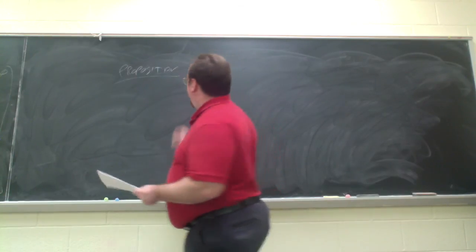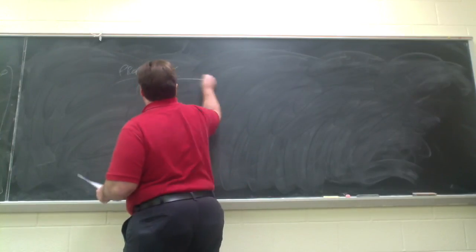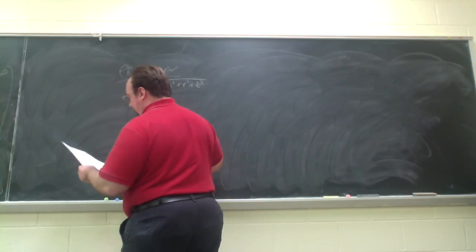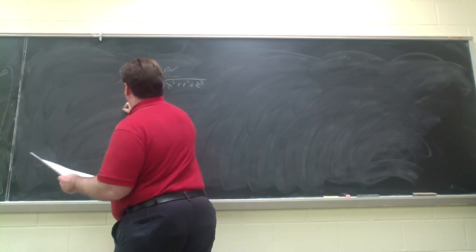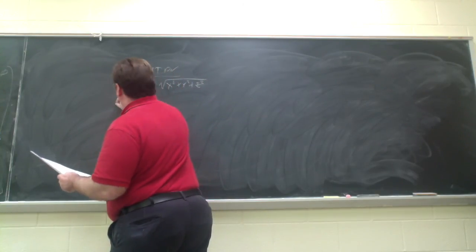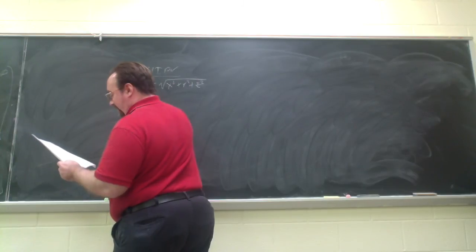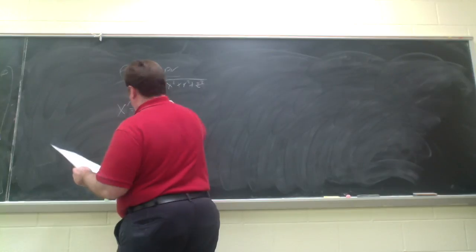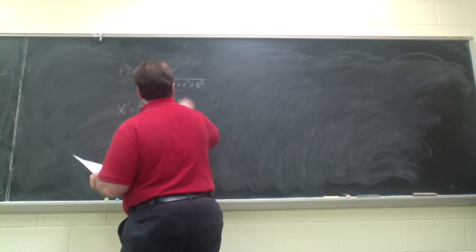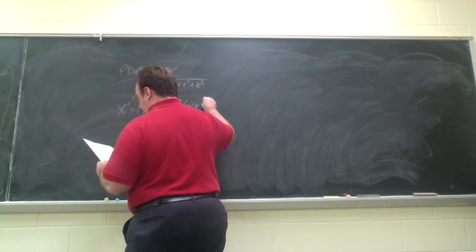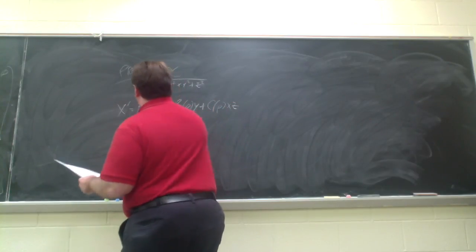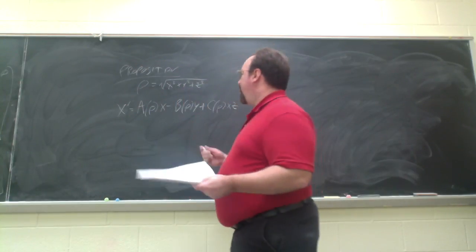Okay, so if rho is the usual expression in spherical coordinates, then these systems are equivalent. So x prime is a of rho x minus b of rho y plus c of rho xz. So A, B, and C are just given functions. Doesn't matter what they are.